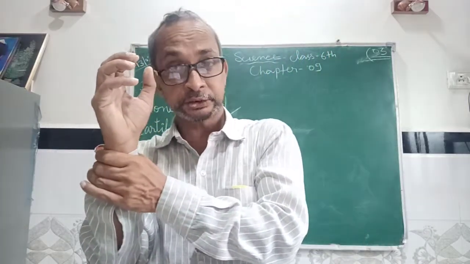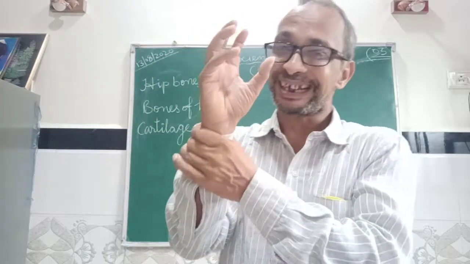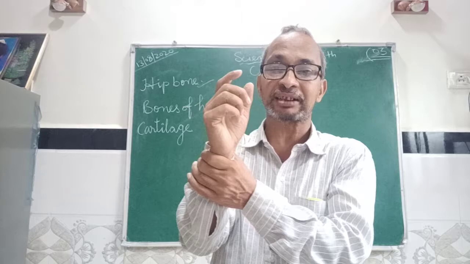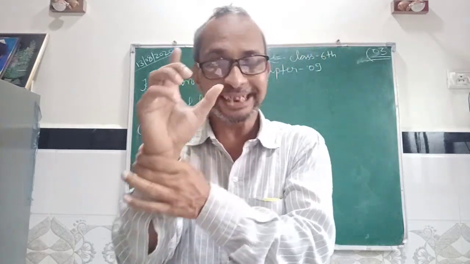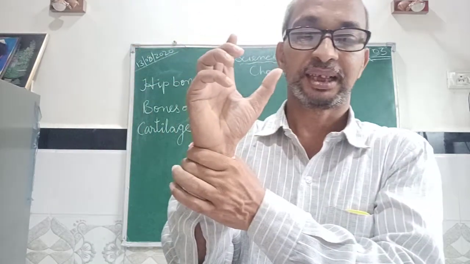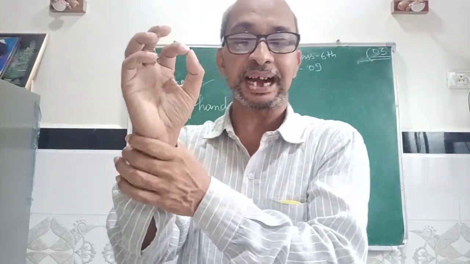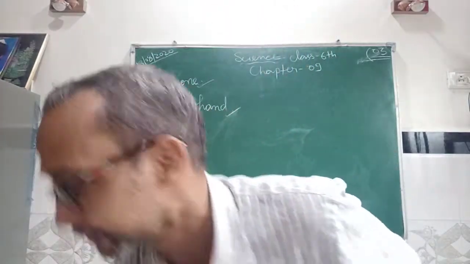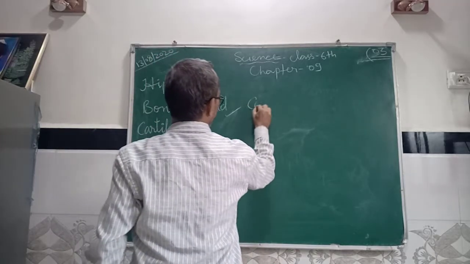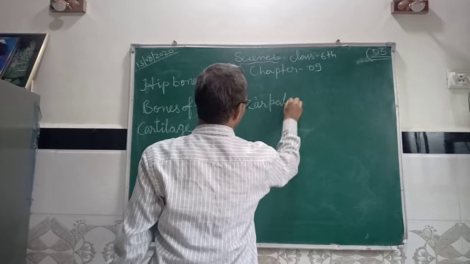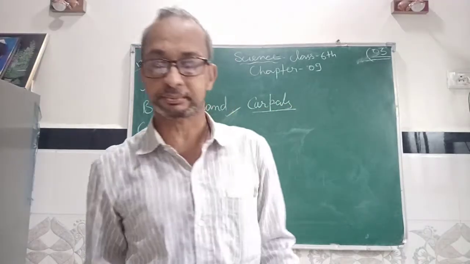The wrist consists of 8 small bones. These small bones are known as carpals. Carpals.